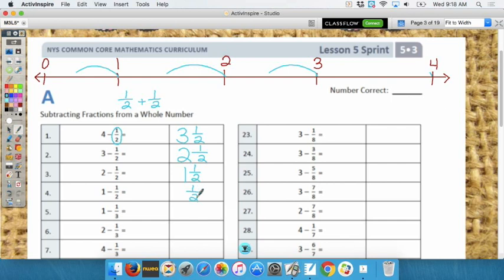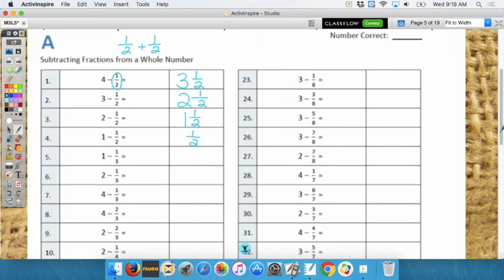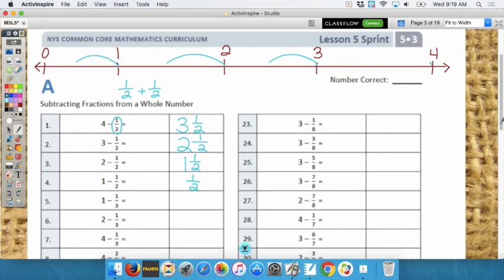Now let's try and make this a little harder. Let's go down and practice 7. Read that problem to me while I'm erasing up here. 4 minus 1/3. Now the first thing I'm going to do is think about, and you don't have to draw this on your number line, I'm just doing it for a visual, I'm just going to guess at where 1/3 would be. 4 minus 1/3. So what will my whole number be?